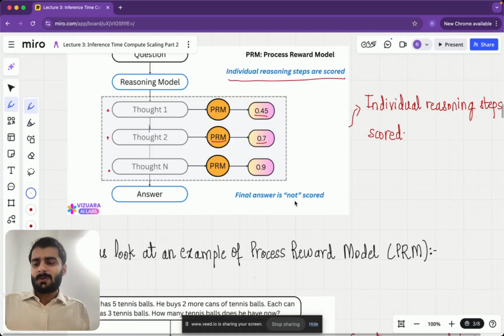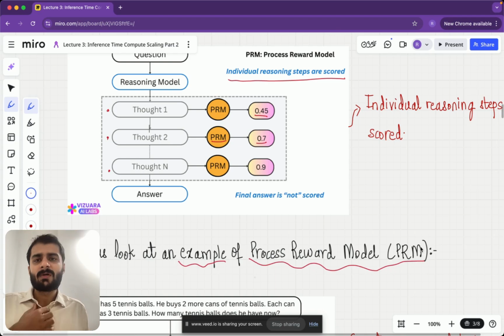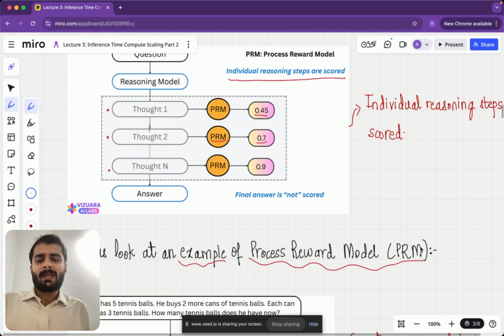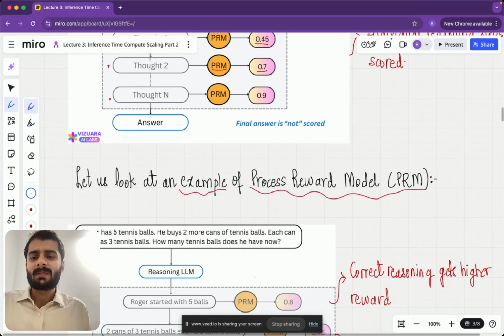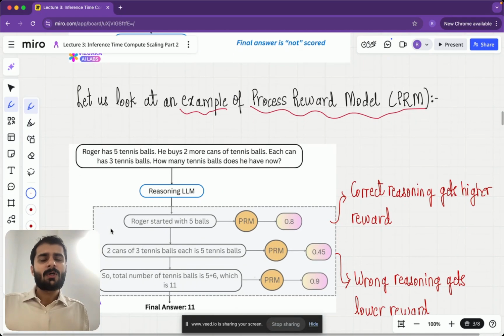So now let us look at a practical example of a process reward model, and how a process reward model works in practice. So let's take a simple example. Let's say the example which we are considering is: Roger has five tennis balls and he buys two more cans of tennis balls. Each can has three tennis balls. How many tennis balls does he have now? So, like we saw in the last lecture, we are going to use chain of thought reasoning to come up with the final answer. So, we have three steps.